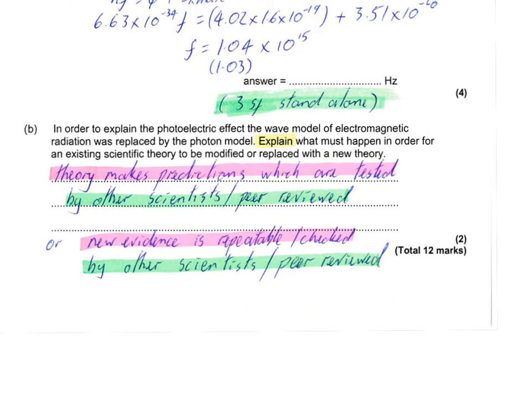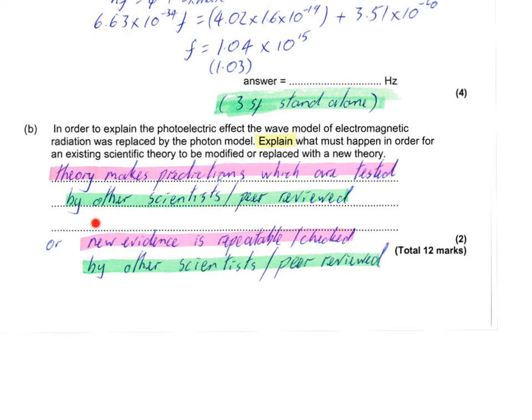B, then, in order to explain the photoelectric effect, the wave model of electromagnetic radiation was replaced by a photon model. Explain what must happen in order for an existing scientific theory or model to be modified or replaced by a new theory. So there are 2 ways you can look at this. You can talk about the new theory making predictions which are tested, and here's the key part for either of these answers. That testing is done by other scientists, and or those results are peer reviewed. So it's never just one group of scientists turning the situation around.